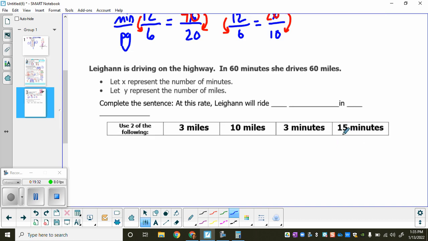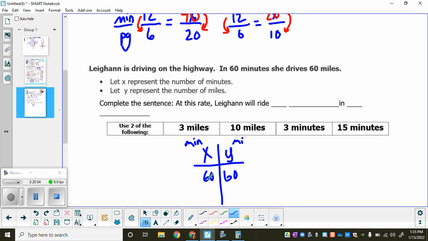And now for the last one here, Leanne is driving on the highway. In 60 minutes, she drives 60 miles, okay? Now it says we're going to let X represent the number of minutes. So in a chart, if I do X and Y, X is the minutes, so I'm going to put minutes on this side. And it says Y is the number of miles, so I'm going to put miles over here. Now the ratio given is 60 minutes, 60 miles. So I'm going to put a 60 and a 60.